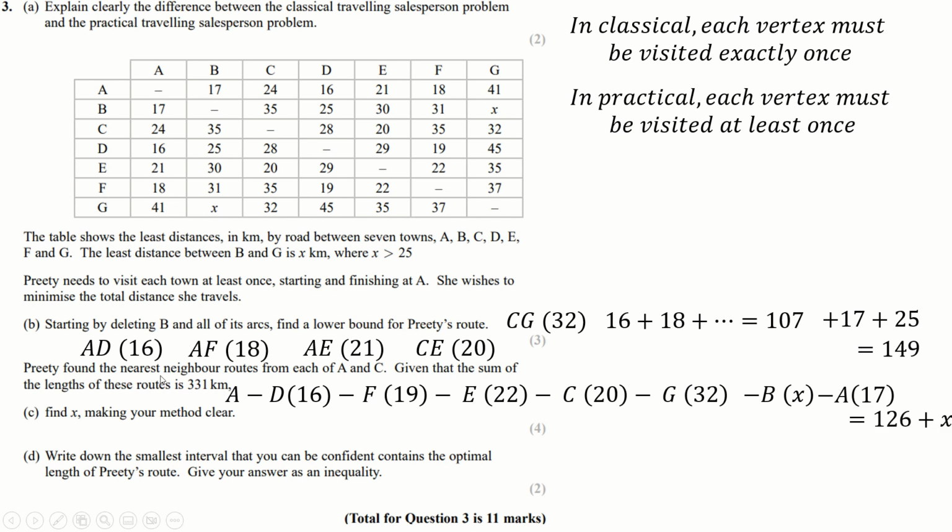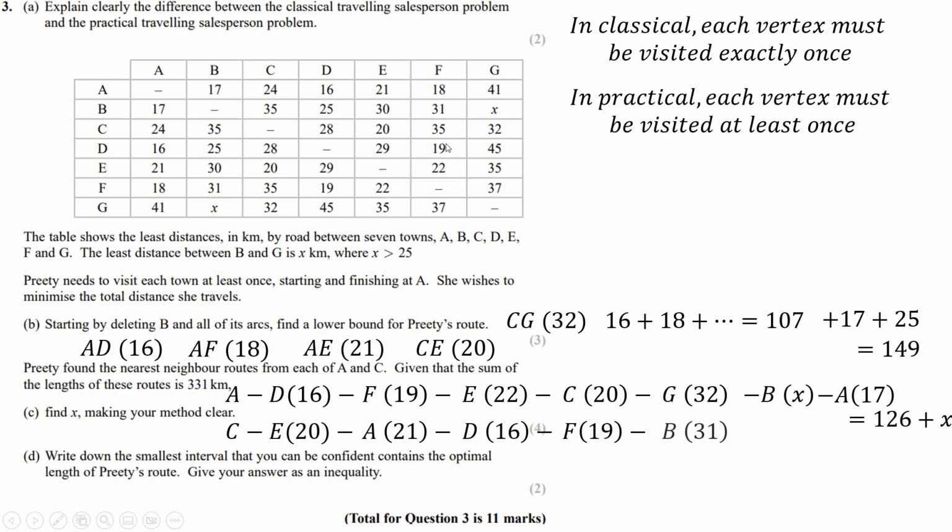And then we do the same thing from C, starting and ending at C. So C, shortest distance is 20 to E. And then from E, shortest distance is 21 to A, it looks like. And then from A, shortest distance is 17 to B. Oh, no, it's not, it's 16 to D. Did I literally say exactly that earlier on? I'm not sure. And then we go from D to F, it looks like, which is 19.